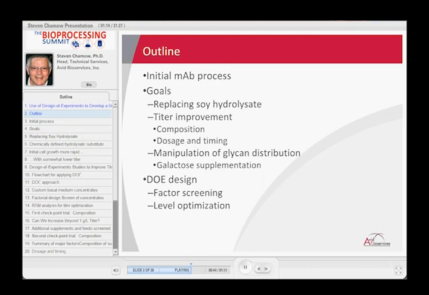And so I'll show you some data that we generated in manipulating the glycan distribution, specifically the galactose content of the antibody. And then part of this is going to be a demonstration of how we applied design of experiments, both in terms of factor screening and then level optimization.